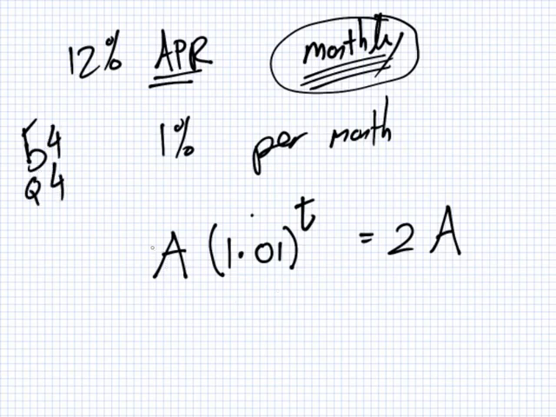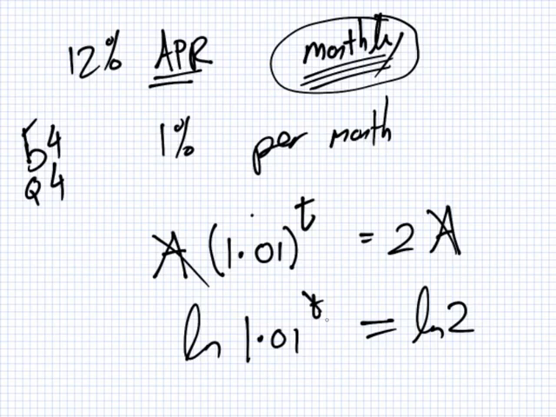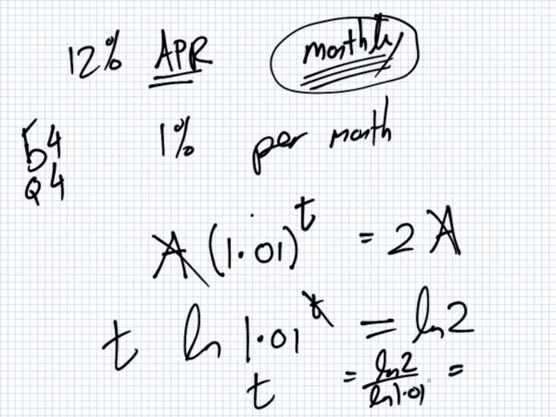Okay, so what can I cancel? I can cancel the A's. And how can I get the T? What can I do? Yeah, log. So I get T is log 2 over log 1.01. Yeah, what's that? Rounds up or rounds down? 69 point something? Yes, so 70 then.